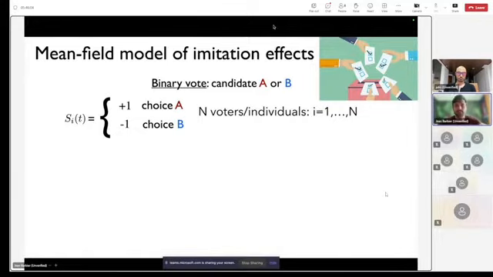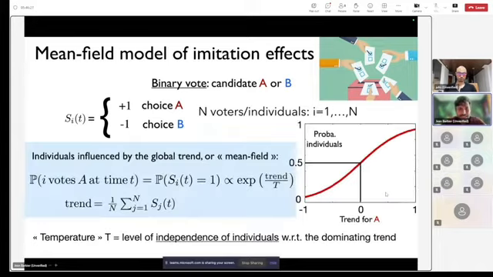The following model is modeling how votes work. It's a very simple model of how people can make very important decisions without thinking too much. So it's a model where basically every voter is a binary variable. It's like a spin in physics, takes value plus or minus one, corresponding to choice A or B. You have n voters.